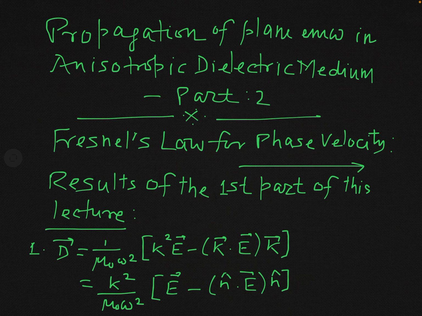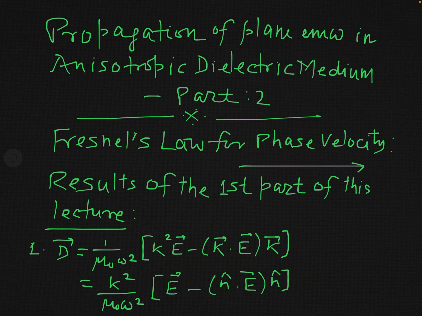To start with the lecture on the phase velocity, or you can say Fresnel's law for phase velocity, we need the result which we have already discussed in the first part of this lecture. So I have just mentioned the two important results which we have discussed in the first part, and the first important result of the first lecture is D equal to 1 over mu naught omega square into k square E minus k dot E into k.